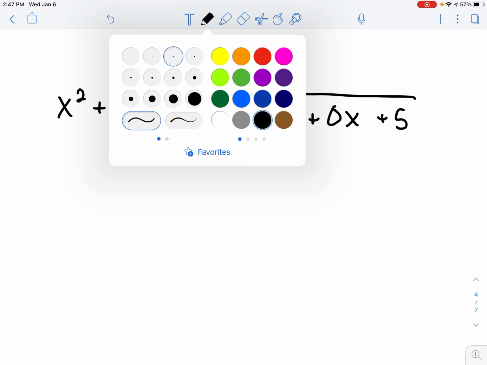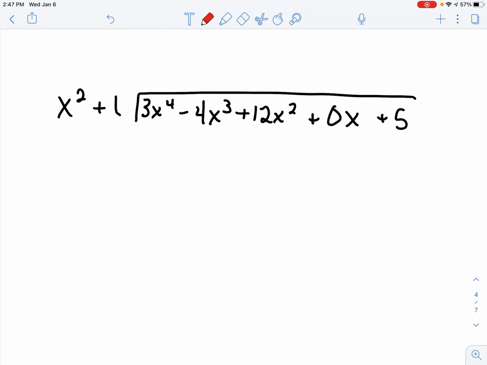So the question, long division does this. 3x to the 4th divided by x squared. So this divided by that, well, that would be a 3x squared. So that's what goes on the top of the line to begin with. You could also say, what does x squared need to become 3x to the 4th? It needs a 3 and it needs an x squared. So however you can understand that.